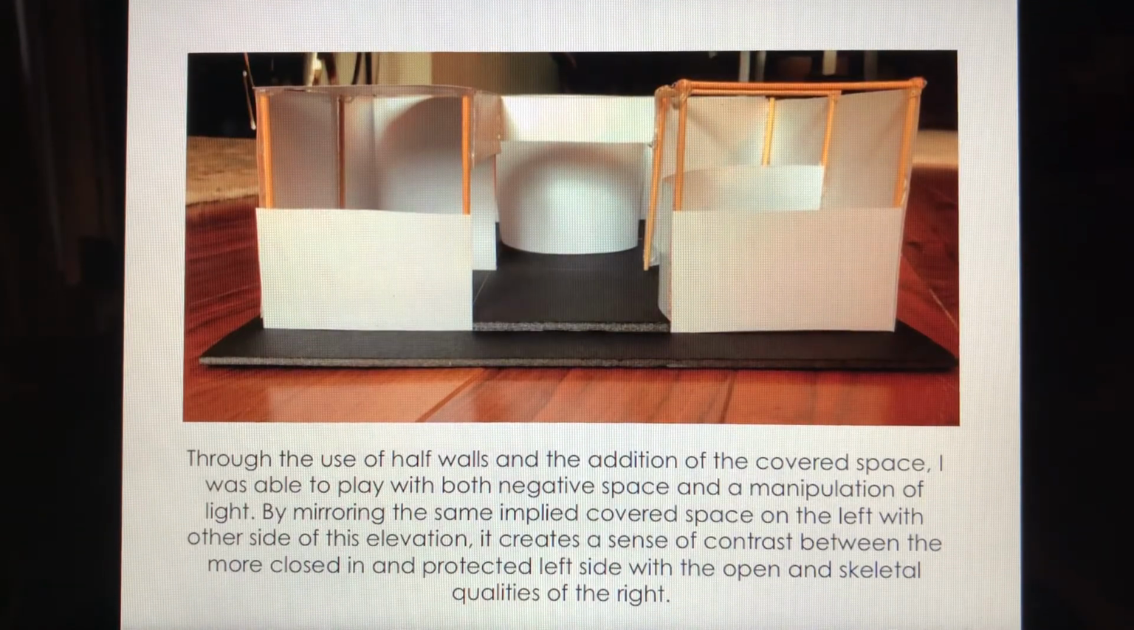Through the use of half walls and the addition of the covered space, I was able to play with both negative space and a manipulation of light by mirroring the same implied covered space on the left with the other side of this elevation. It creates a sense of contrast between the more closed-in and protected left side with the open and skeletal qualities of the right.